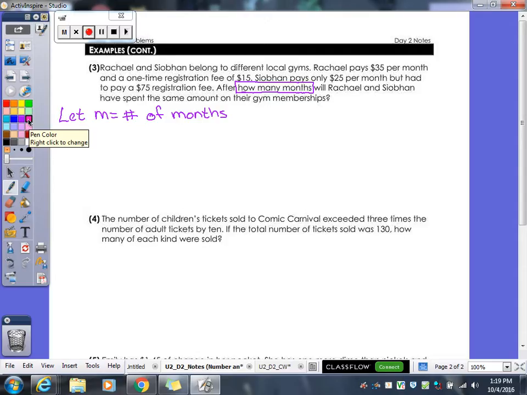So they gave us 2 different things. They gave us what Rachel pays. They gave us what Siobhan pays. So Rachel pays how much per month? $35. So she pays $35 per month. So 35m plus, how much was your registration fee? 15. So she pays 35m plus 15. What does her friend pay? So Siobhan pays how much per month? 25 with a registration fee of 75.